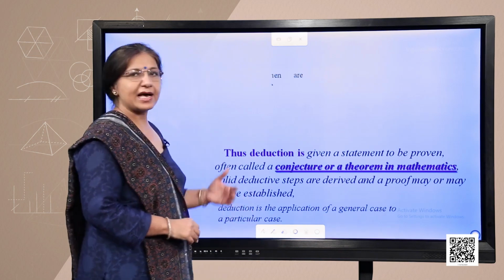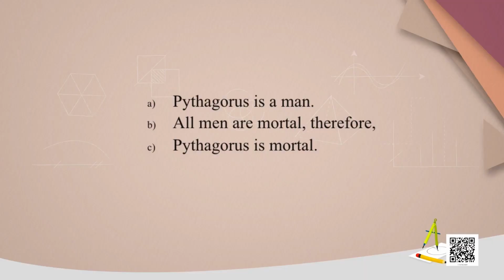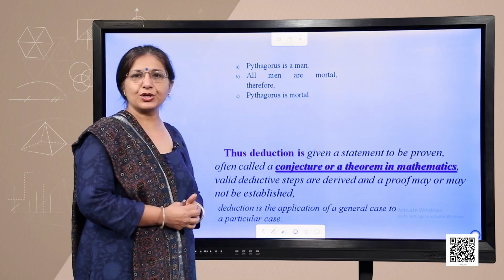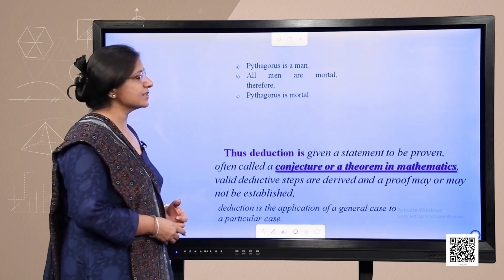Let us understand with the help of an example. Like, Pythagoras is a man, all men are mortal. So, we can conclude that Pythagoras is mortal. On the basis of these two statements, we can deduce that Pythagoras is mortal.